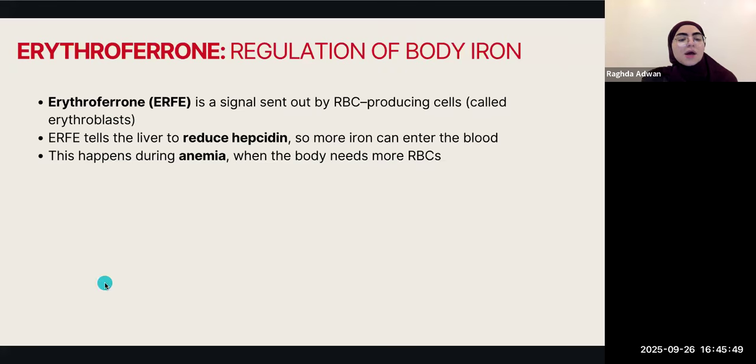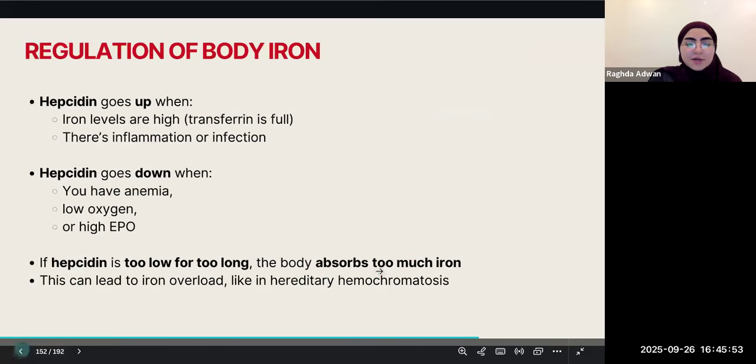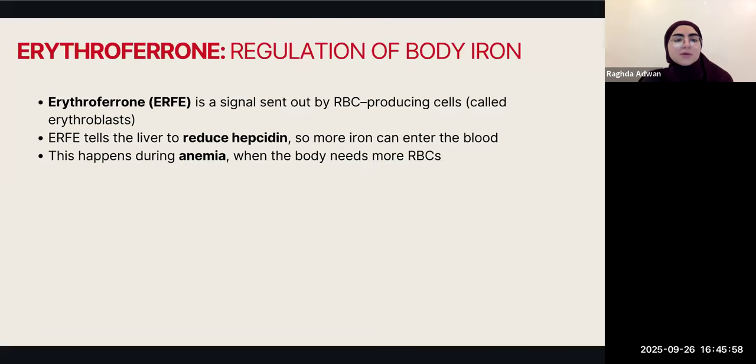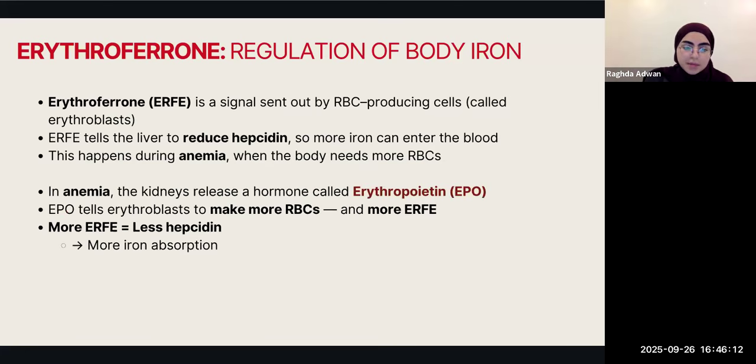Awesome. Now, another part of this regulation of iron. I know this is a long lecture, it gets complicated, but you guys are almost done. Erythroferron is a signal that is sent out by RBC producing cells or immature RBCs. This tells the liver to reduce hepcidin so more iron can enter the blood, and this especially happens during anemia.